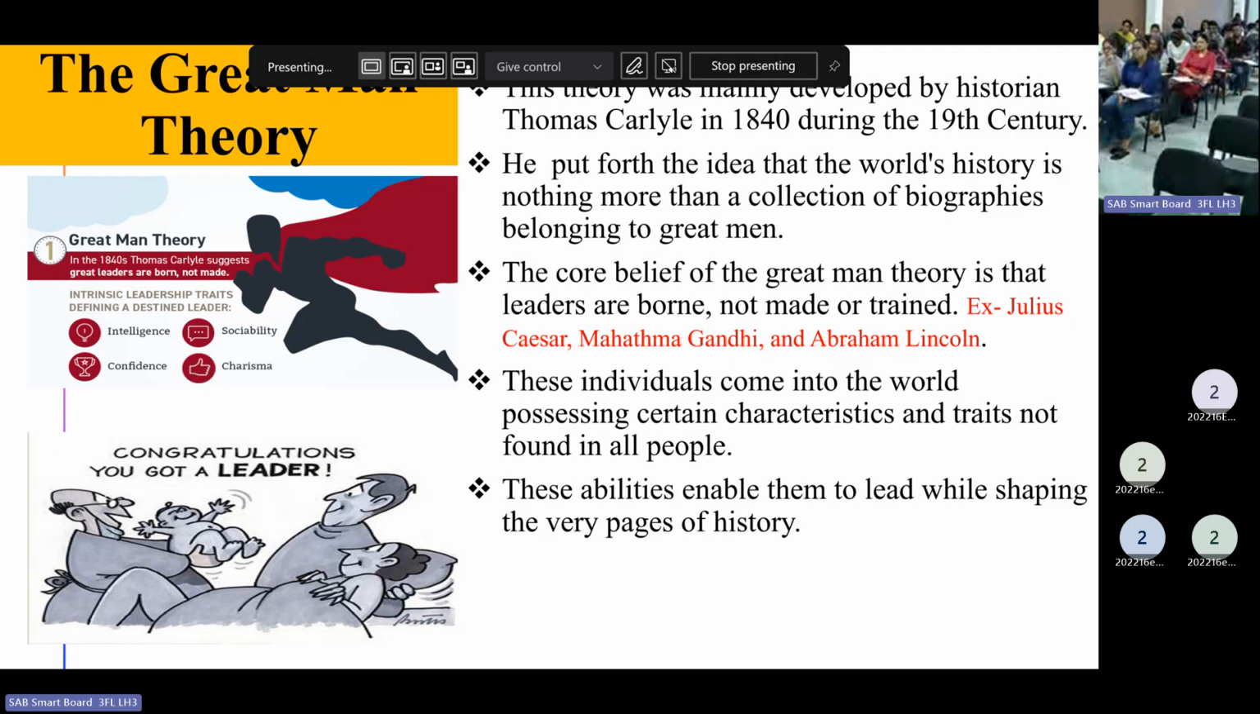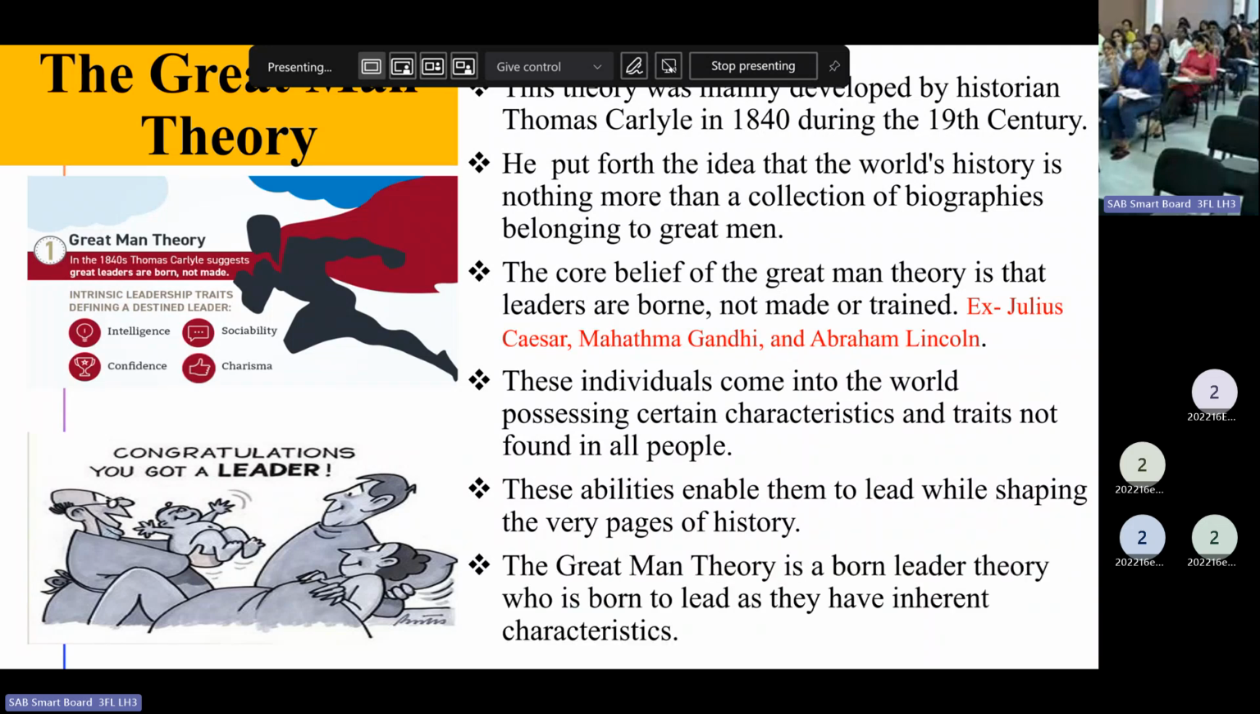And they used the great man theory because these people are the great men, great people. You behaved well or did well for society, so they thought of a great man theory. That's how the great man theory came. These abilities enable them to lead by shaping pages of history. So they made history in the biography.